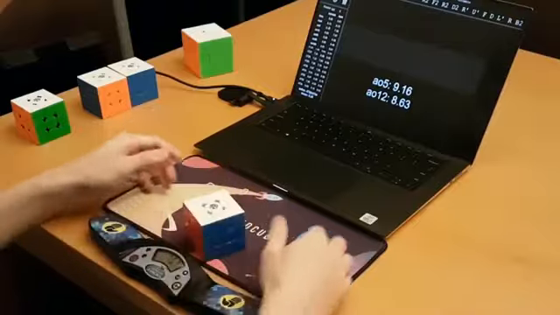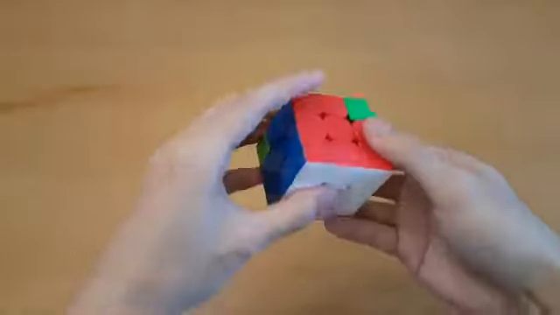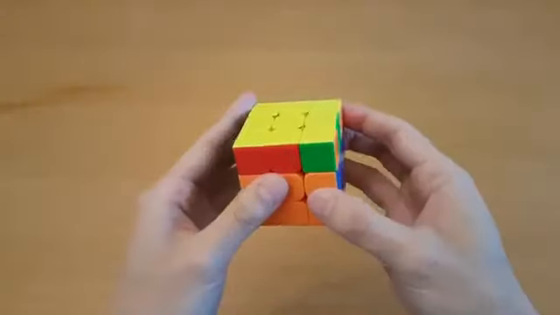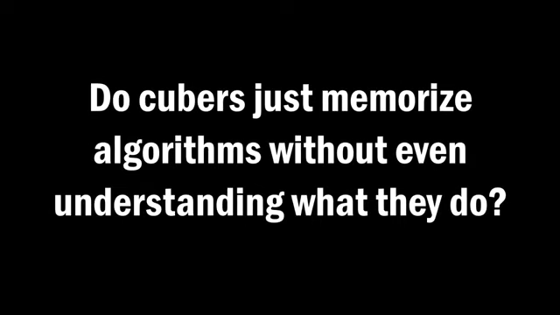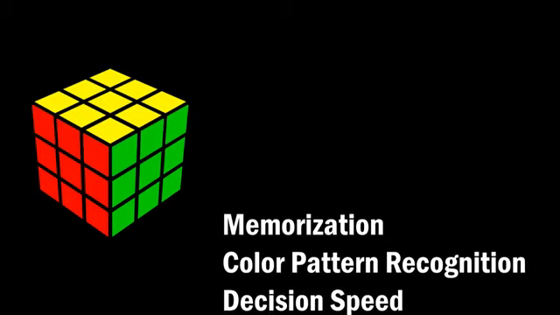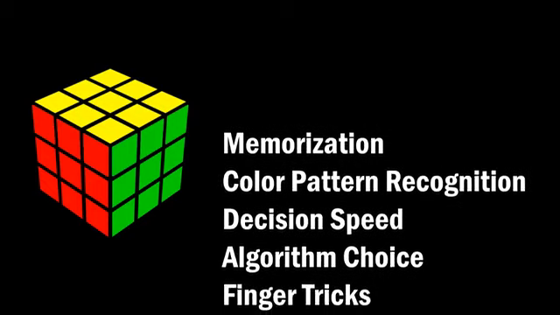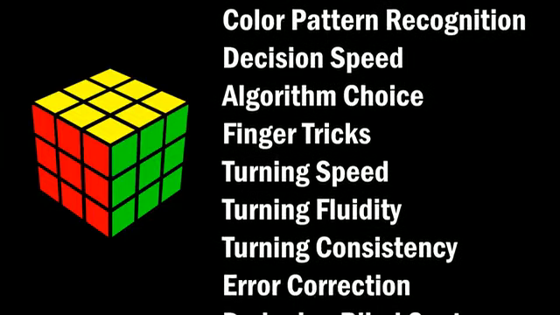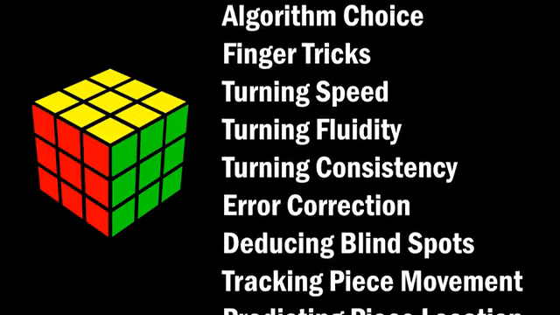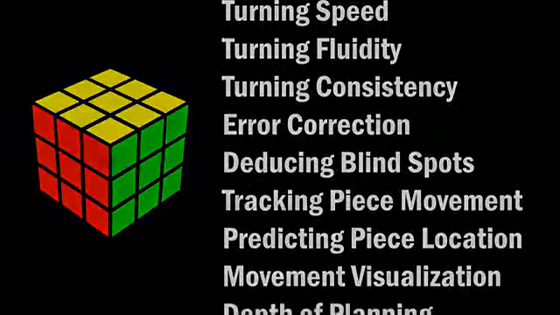Oh, and were you trying to figure out where each piece goes to know what algorithm to do? Well, just look at the colors on the front and that should be enough to tell you what to do, right? So, do cubers just memorize algorithms without even understanding what they do? Yes, for part of the solve. And memorization is only one of many aspects. Just memorizing the algorithm is not what's going to make you fast. You do have to memorize some stuff, and it may be a little painful, but that's how you gain access to an entire new world of possibilities.